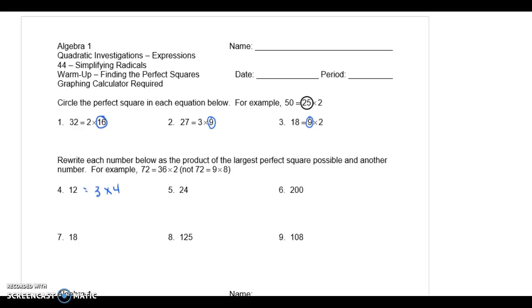24 is divisible by 4. That's the largest perfect square that goes into that. So that's 4 times 6. 200 is 2 100s, so it's 100 times 2. 18 would be 9 times 2. 125 would be 25 times 5. And 108 would be 36 times 3. Again, there might be other pairs, but if we don't recognize the largest perfect square, then we're going to run into concerns later when we simplify.